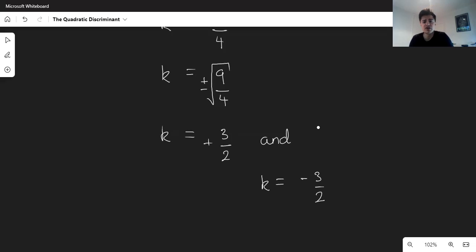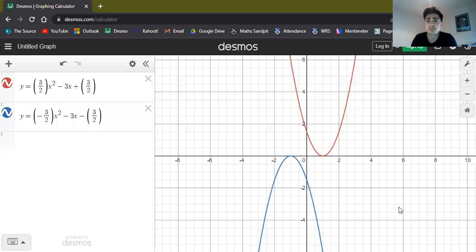So this might seem a little strange. What does this actually look like? It means there are two different graphs that satisfy these conditions. And I have graphed this over here, just so it makes a little bit more sense. So for those values of k, it was 3 over 2 and negative 3 over 2. The red parabola here is if we consider k to be positive 3 over 2. That's what it looks like. If we consider k to be negative 3 over 2, the blue parabola is what it looks like. And you can see both of those only have one x-intercept, just touching the x-axis.